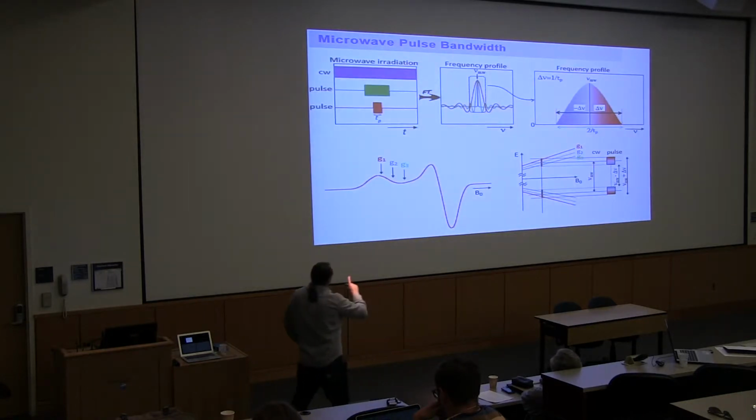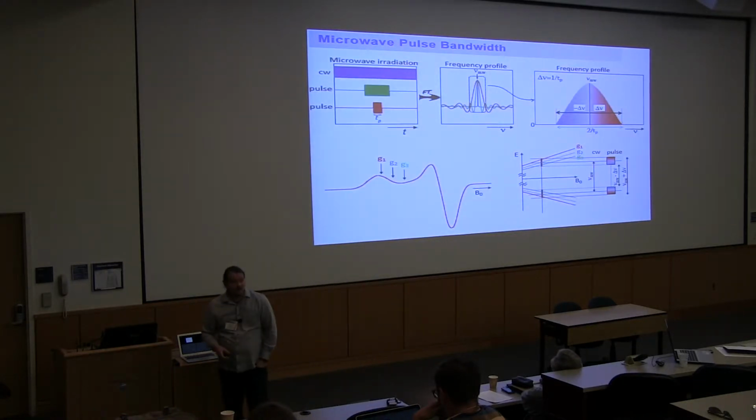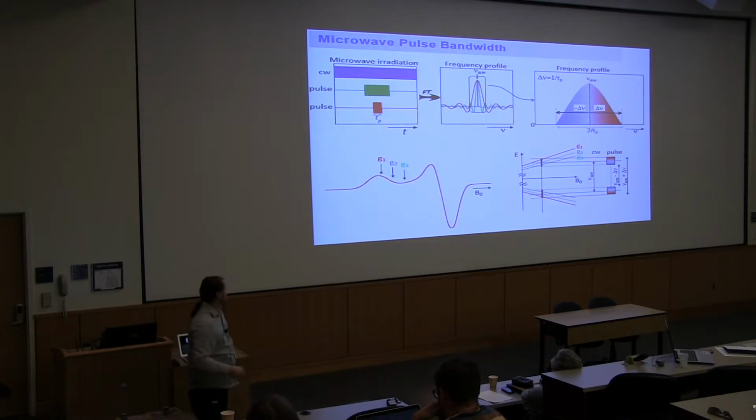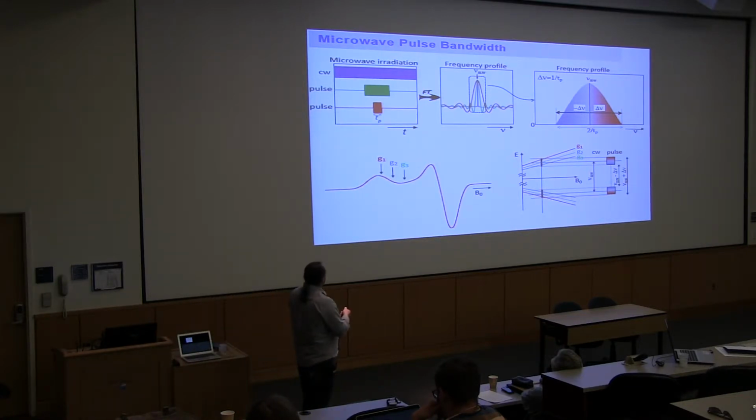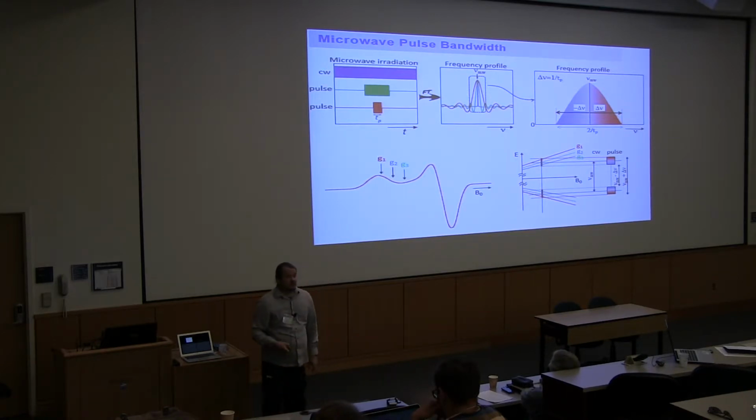Okay, now, another very important concept that is non-existent in continuous wave EPR, and that is pulse bandwidth. So in continuous wave, we're constantly blasting with microwave power. That means we have a very good idea what the frequency is of the radiation. When we have pulses, that's not actually the case. We're not exciting one particular frequency, we're exciting a range of frequencies.